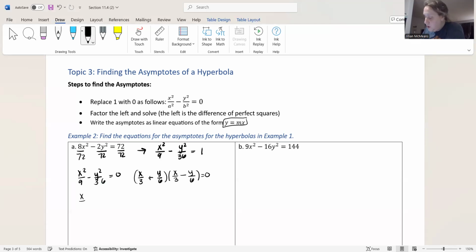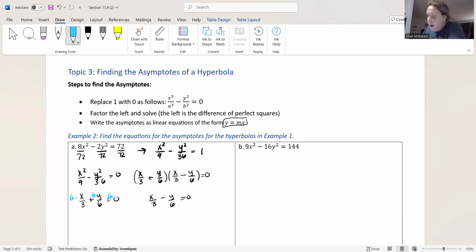So we have x over 3 plus y over 6 equals 0, and we have x over 3 minus y over 6 equals 0. What I would do at this point is get rid of the fractions. So I would look to see, do I have an LCD? Well, I do. It's 6. So we can multiply each of these terms by 6.